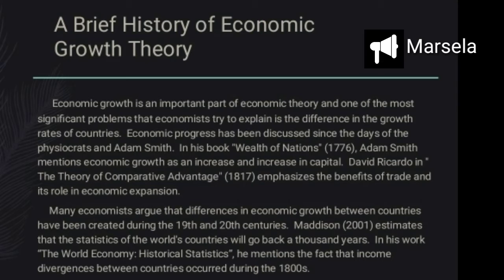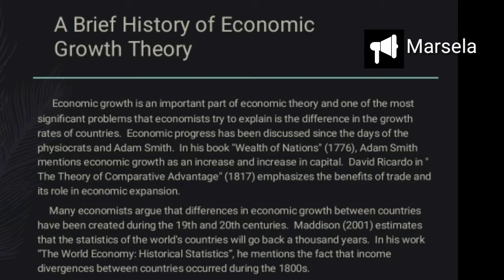Economic progress has been discussed since the days of Ricardo and Adam Smith. In his book The Wealth of Nations, Adam Smith described economic growth as an increase in capital. David Ricardo, in the theory of comparative advantage, emphasizes the benefit of trade and its role in economic expansion.